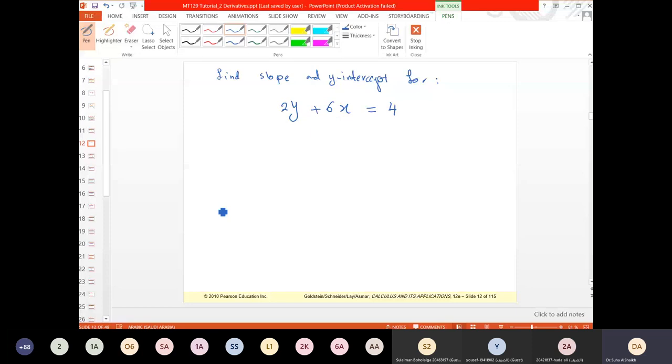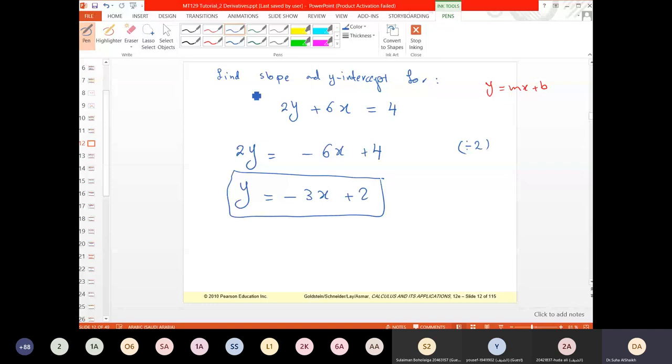It must be y equals something times x plus b. So we standardize the equation, meaning I keep y on one side. So 2y is equal to minus 6x plus 4. It is 2y, I want just y, so let me divide everything by 2. So y equals minus 3x plus 2. Is it the standard form now? Yeah.